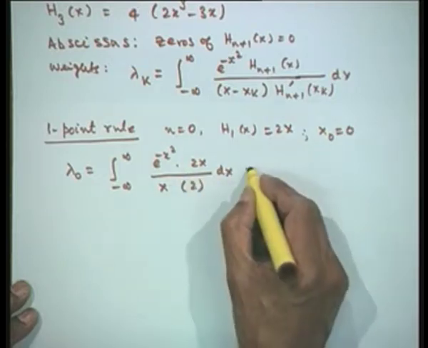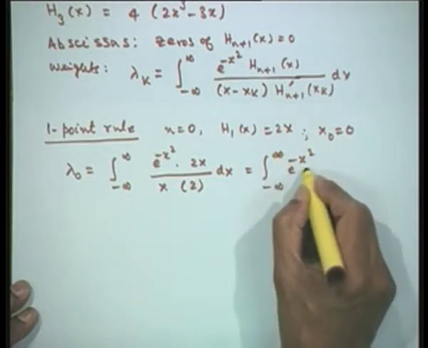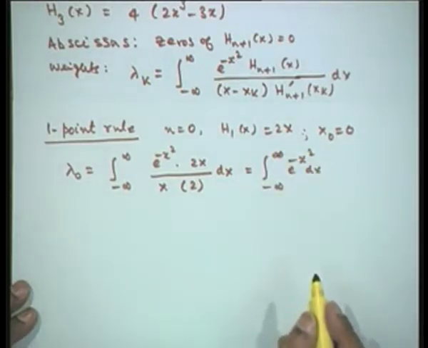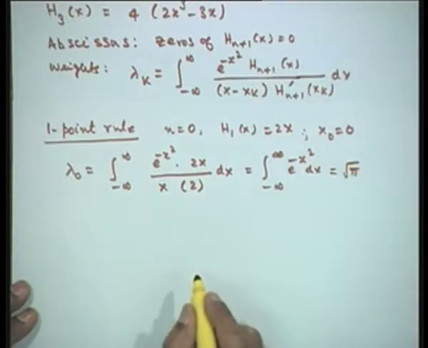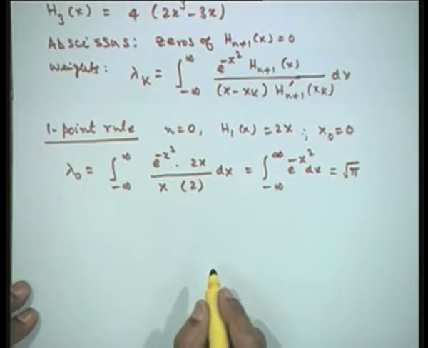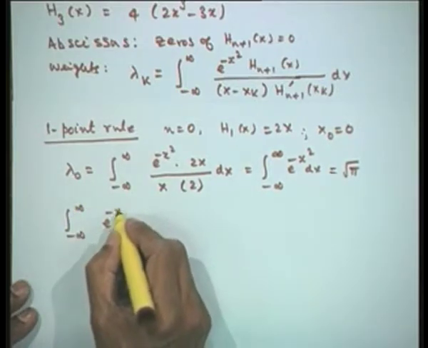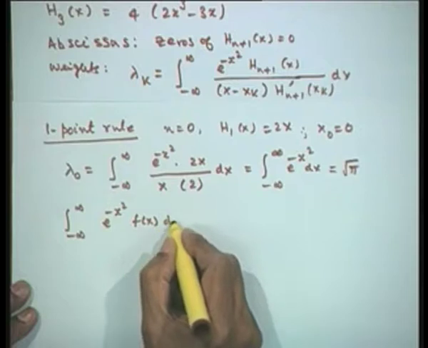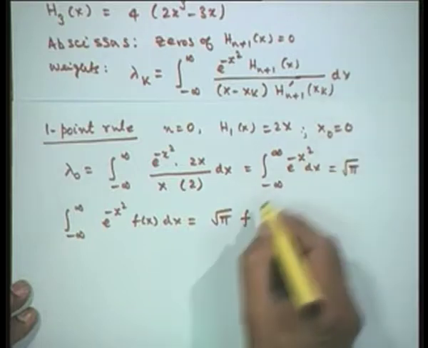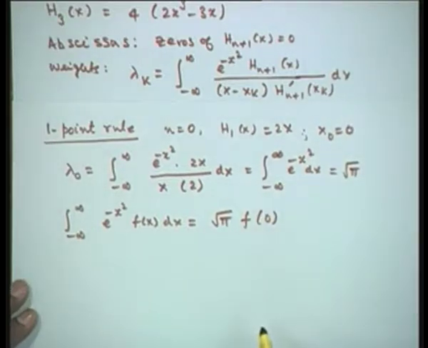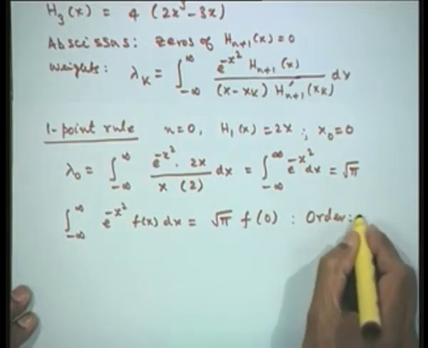2x cancels, I simply have this as integral from minus infinity to infinity of exponential of minus x squared dx. This we know is equal to root pi. Therefore, our integration rule for exponential of minus x squared f(x) dx is: the weight is root pi, f of abscissa 0, f of 0, and the order of the formula is 1.